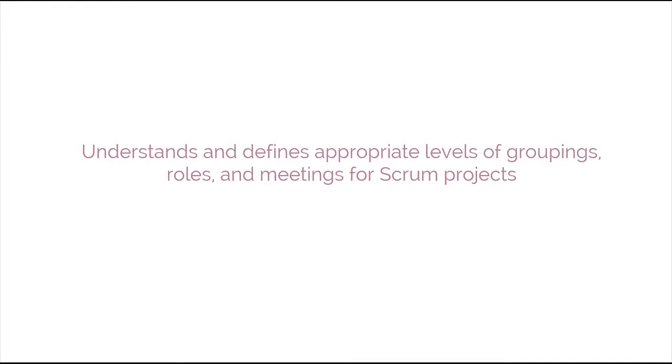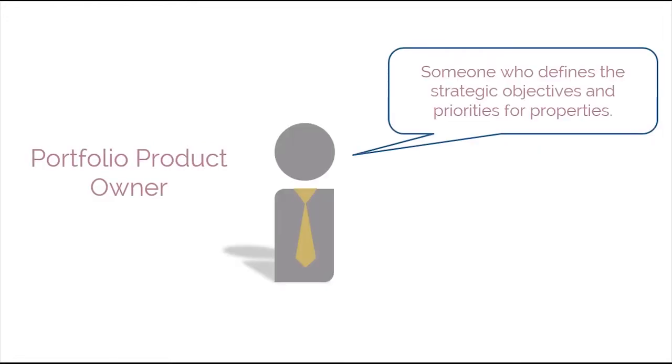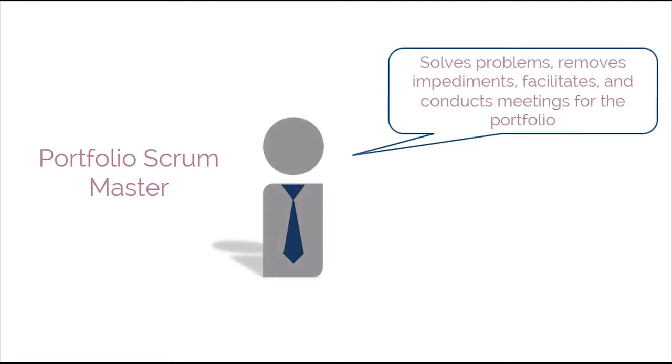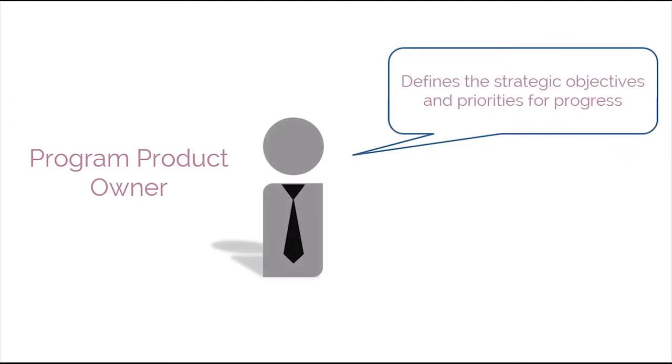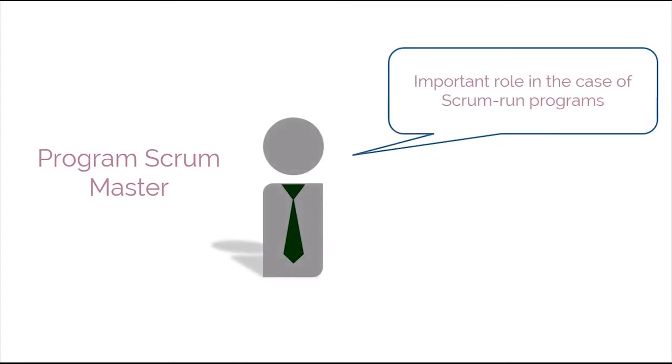Similar to a project, in portfolios, one of the important roles for managing Scrum is that of a portfolio product owner. He's someone who defines the strategic objectives and priorities for portfolios. The portfolio Scrum Master is the next role. He or she solves problems, removes impediments, and facilitates and conducts meetings for the portfolio. Furthermore, in programs, to manage Scrum, there is an important role called Program Product Owner. He or she defines the strategic objectives and priorities for programs. Program Scrum Master is the next important role in the case of Scrum programs.